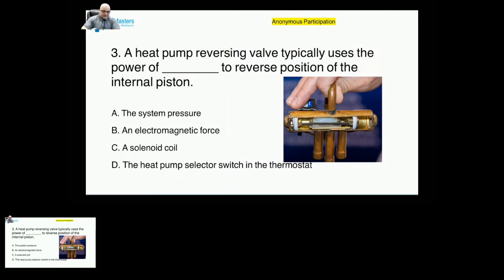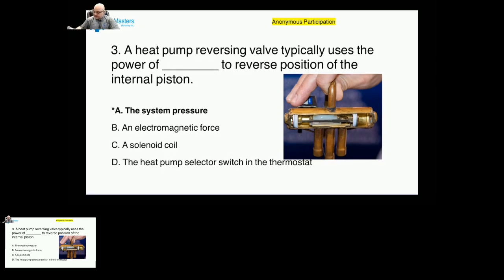All right. So what do we think? What is the energy source? What is the power that is used to reverse the position of the internal piston, the internal armature? What is the pressure or the power that is moving it? The correct answer is going to be the system pressure.